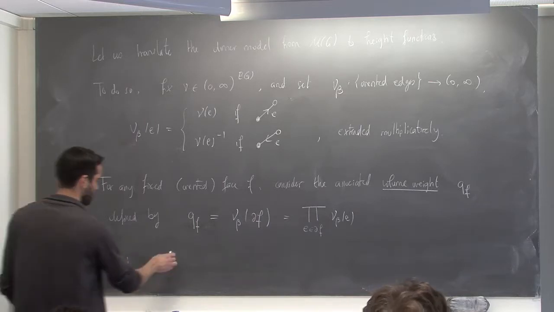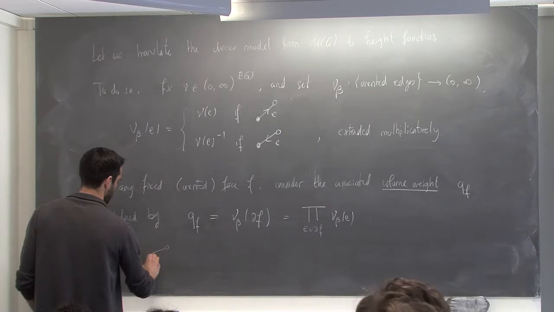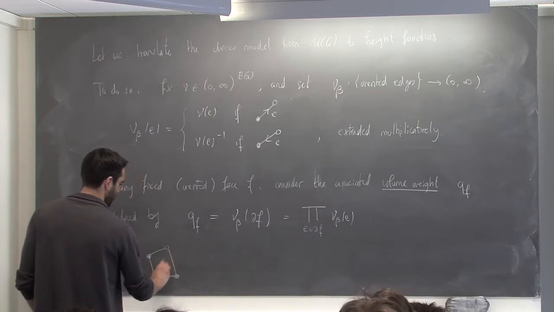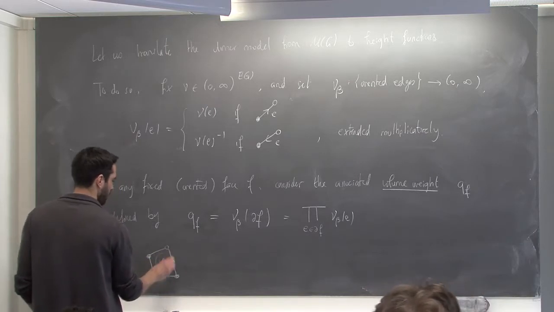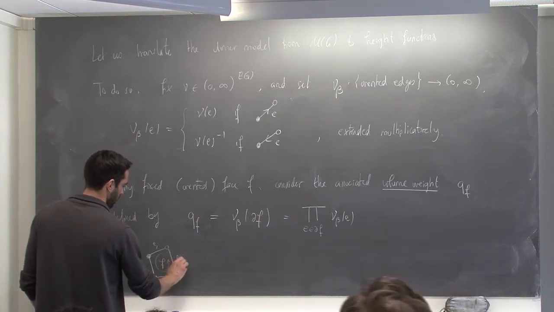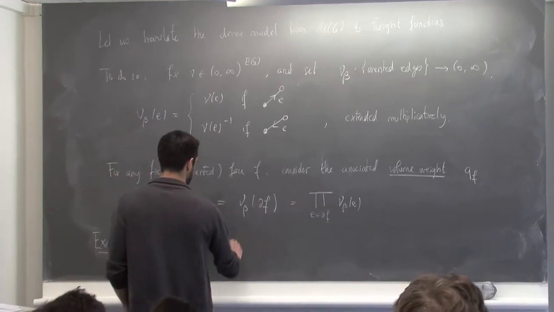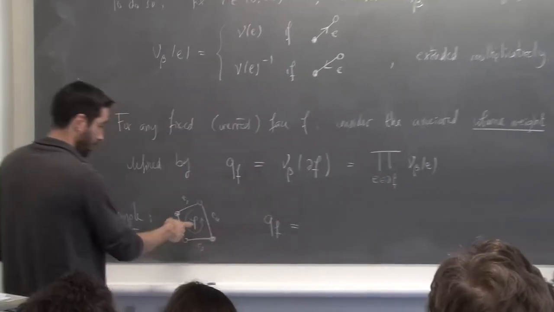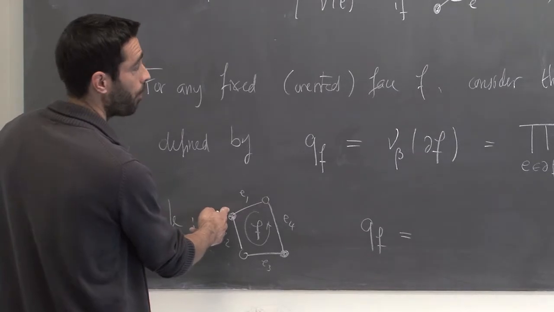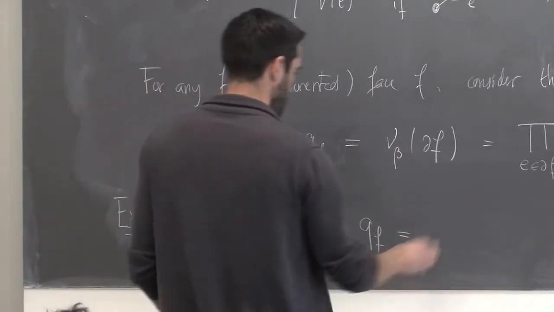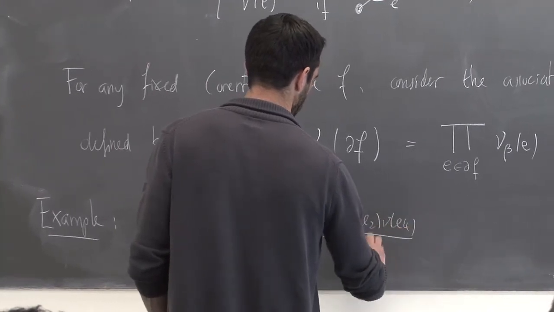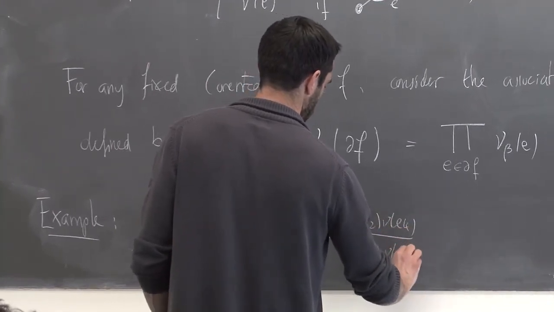let's imagine I have a face like this. It's oriented. I look at the boundary. Let's say that I have E1, E2, E3, E4. So here in this case, QF will be equal to what? So for E1, I go from black to white, so it's the inverse. So I'll have nu of E2, nu of E4 over nu of E1, nu of E3.